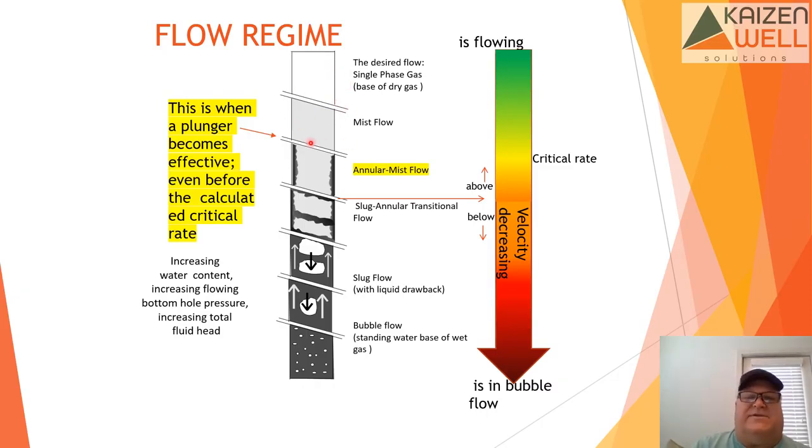But most of our wells are in a mist flow, where basically all the liquid coming in is being swept up in a continuous mist and carried to surface, and that's well above critical rate. Then you get into this annular mist flow.